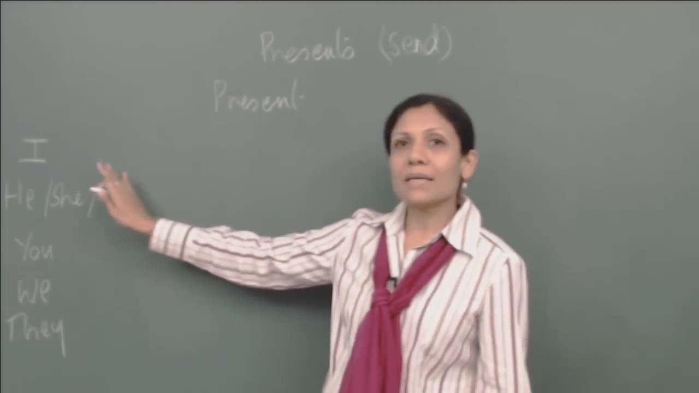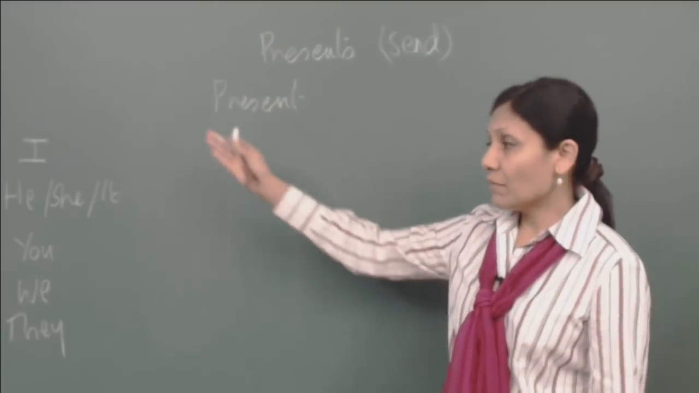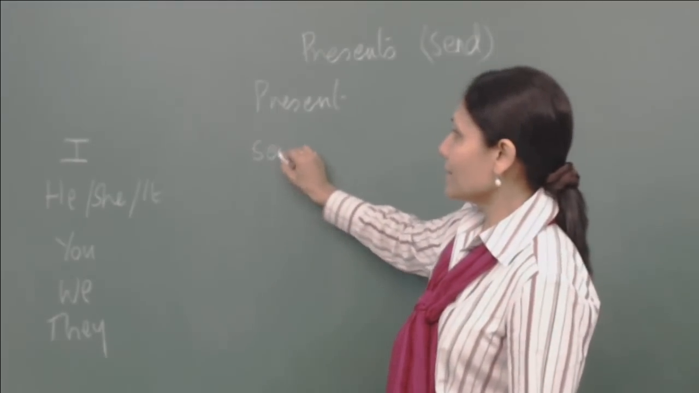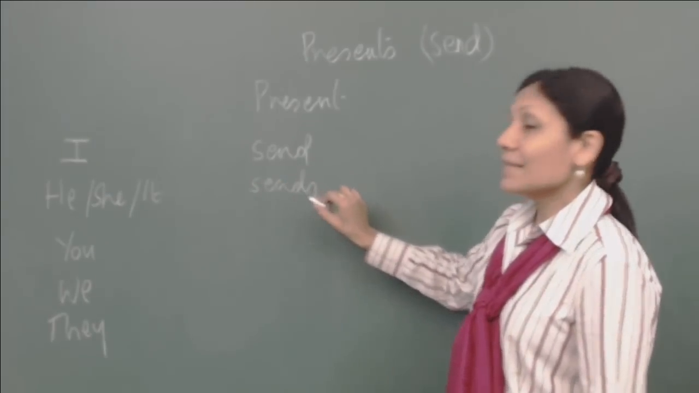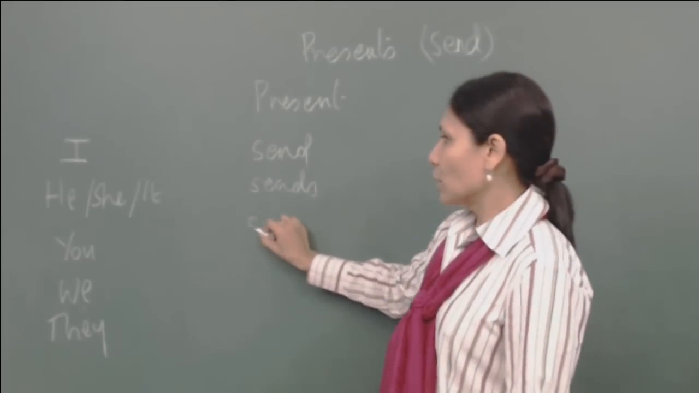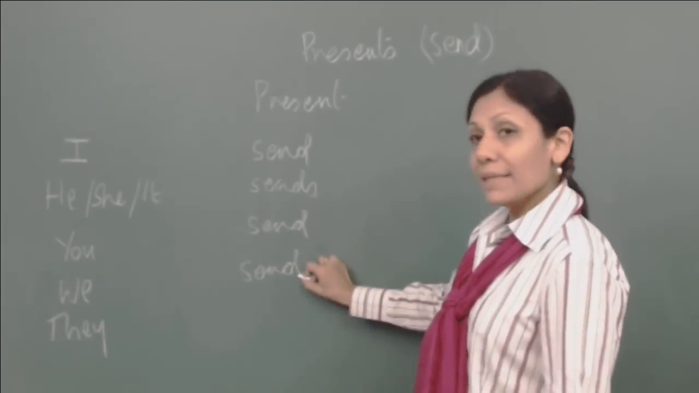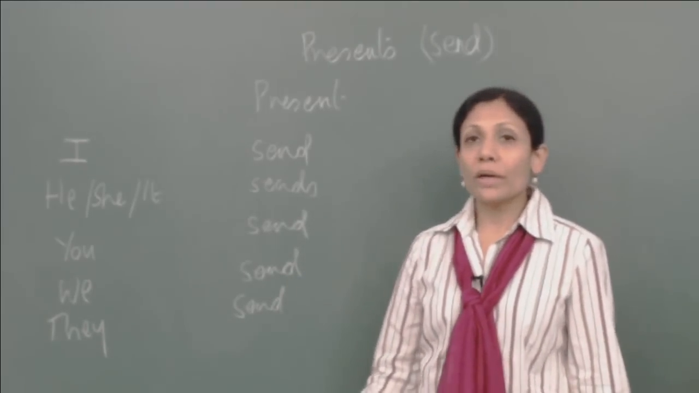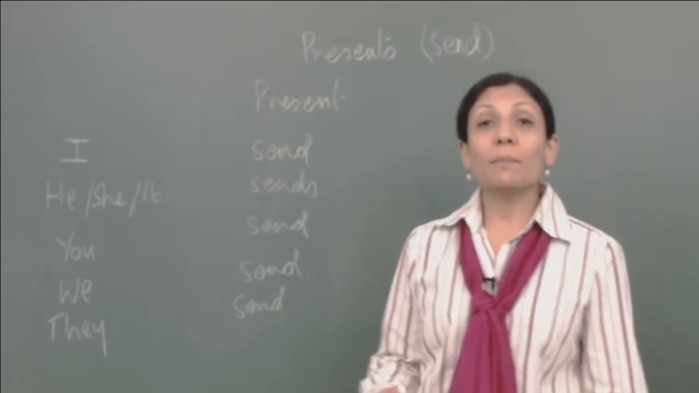So we are going to look at how to make this into present tense, and we're going to start with, again, the various subjects which are already listed out, and we're going to say I send, he sends, she sends, it sends, you send, we send, and they send.